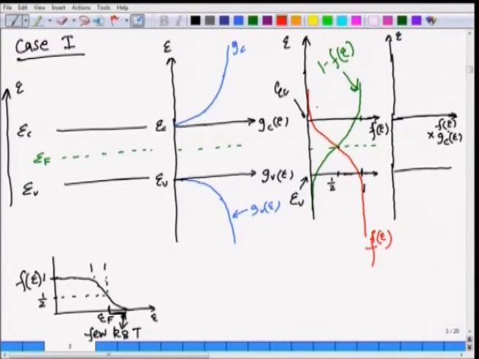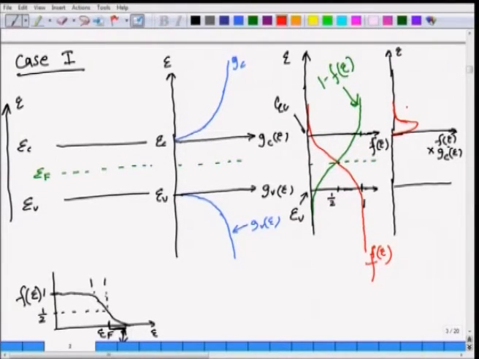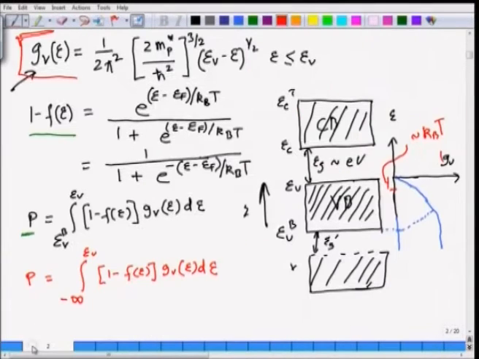So, what will happen to the product? Product will look something like this. And similarly, if I plot this product, if I want to plot 1 minus f of E and GV, which will be used to calculate P, then let us look at how that will look.